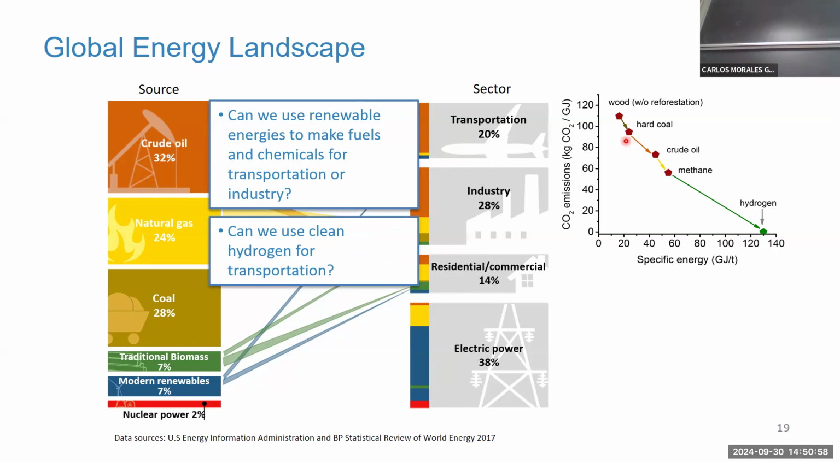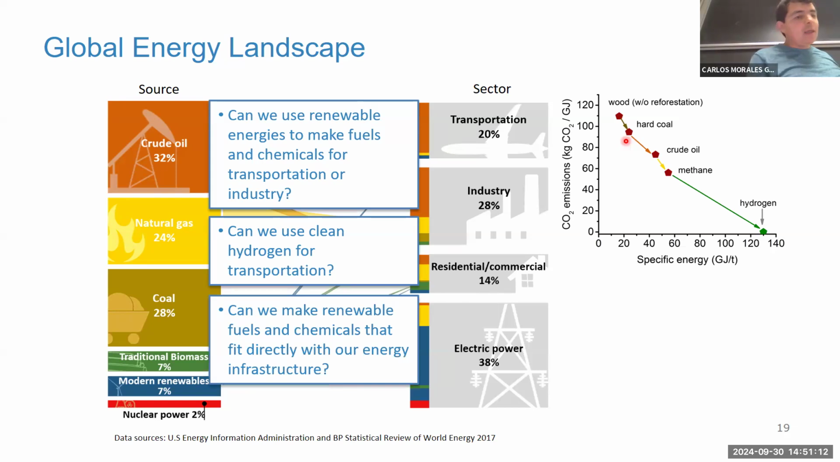But the reality is that if you do this, the whole life cycle assessment of how you make the electrolysis and everything actually has a footprint of CO2. So this is not entirely true right now. Okay. And we make renewable fuels and chemicals that fit directly with our energy infrastructure.